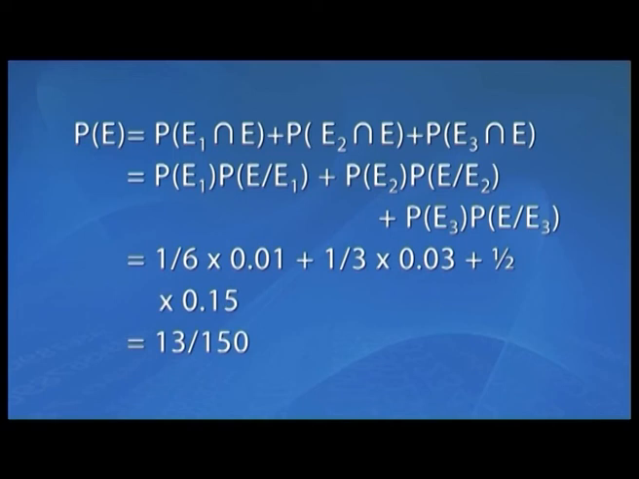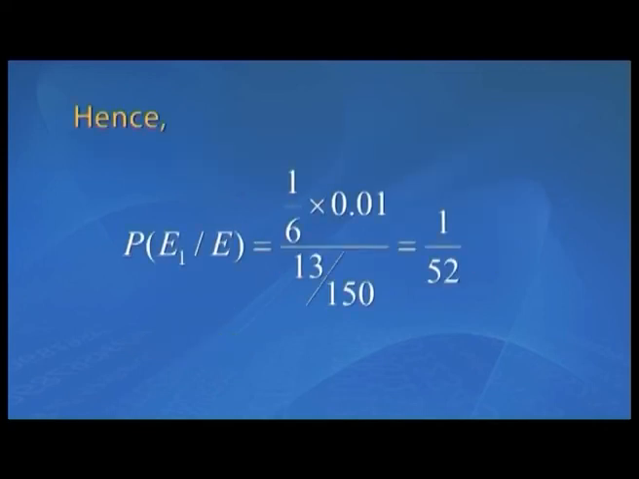This is equal to P(E1)·P(E|E1) + P(E2)·P(E|E2) + P(E3)·P(E|E3), which is 1/6 × 0.01 + 1/3 × 0.03 + 1/2 × 0.15, which is equal to 13/150. Hence, P(E1|E) = (1/6 × 0.01) / (13/150) = 1/52.